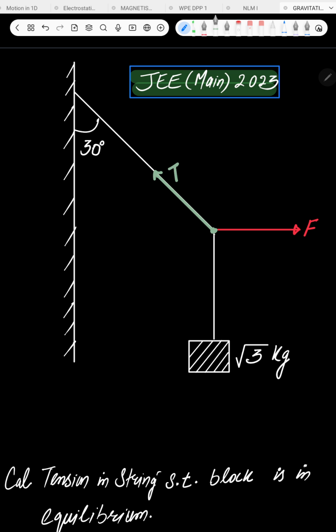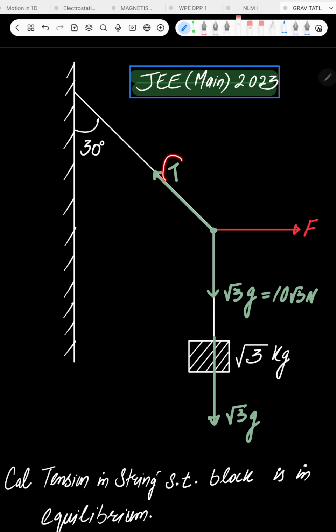And number three, in the vertically downward direction there is a force which will be obviously equal to the weight of this block, that is root 3 into g, which is equal to 10 root 3 Newton. Since in the vertically downward direction there is a force on this block, that is m multiplied by g, which is obviously root 3 into g, the tension here in this string will also be equal to root 3 g.